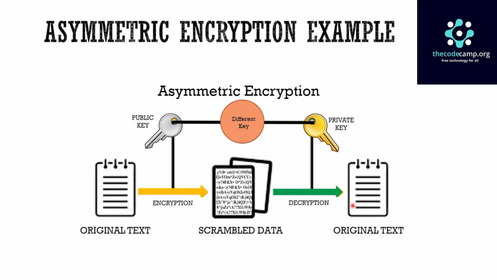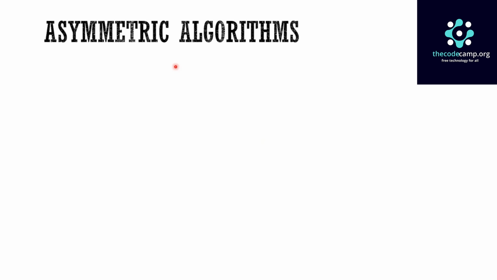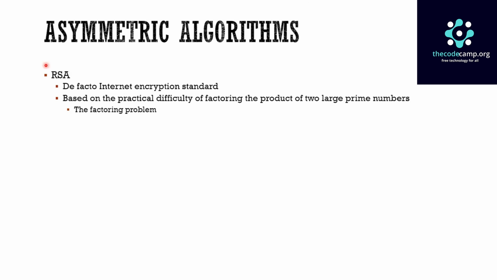We have several asymmetric algorithms that we work with. The granddaddy of them all, the one that is the de facto standard on the internet, is something called RSA. It's named after these three guys at MIT. I think their names are Ron Rivest, Adi Shamir, and Leonard Adleman. You can look it up. Anyway, it's based on kind of a heavy mathematical formula. It's based on the practical difficulty of factoring the product, in other words, multiplying two large prime numbers, what we call factors, really large prime numbers. It's called the factoring problem.